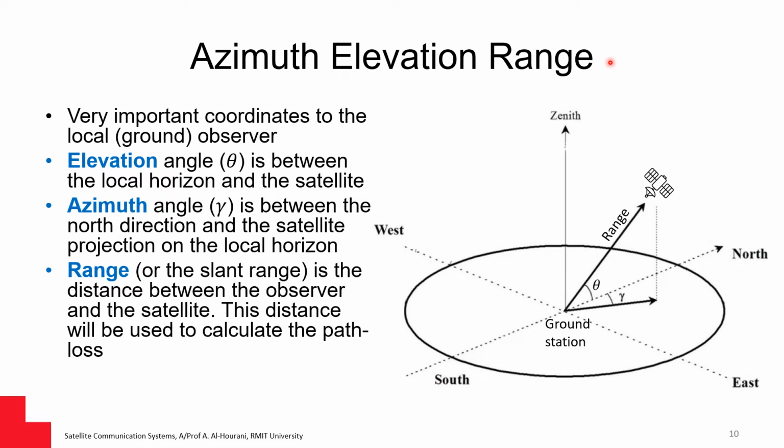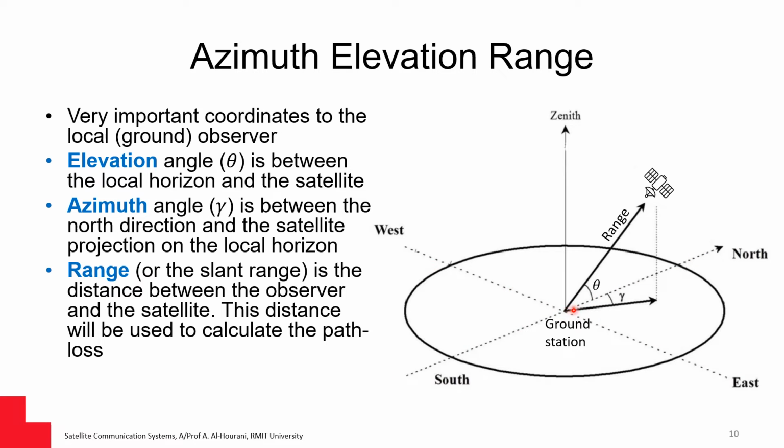The last coordinate system that I would like to cover is called the azimuth elevation range system. This is a very important coordinate system, perhaps the most intuitive way to describe the position of a satellite with respect to a ground station. So we are standing at this point on the Earth's surface. Here is the north direction, here's the east, south, and west.